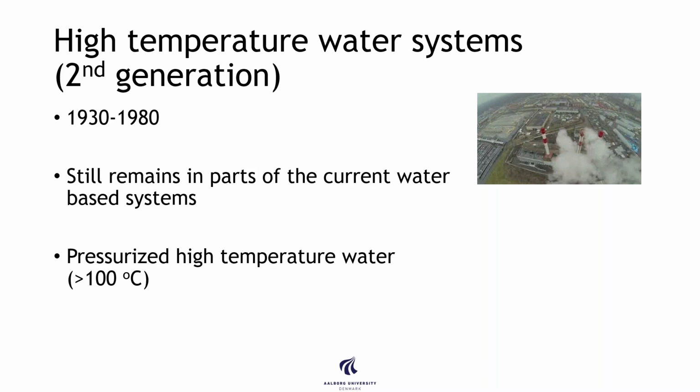It still remains in parts of the current water-based system. So this is water-based. Now we pressurize water, so it's over 100 degrees, but we have it as liquid water instead of as steam, and we transport it around. In many cases we get some of the same issues: when we have high temperatures, we have higher losses in the system, and we also need to use energy to pressurize it.